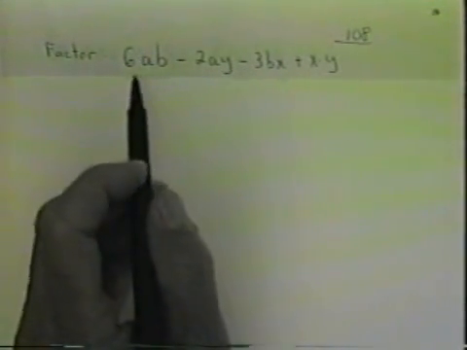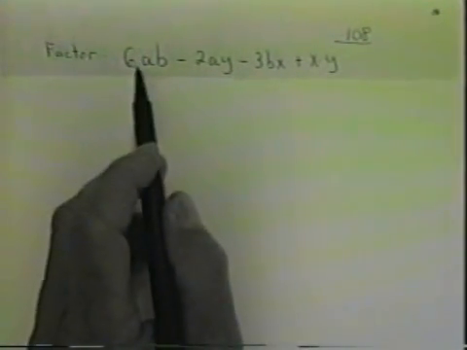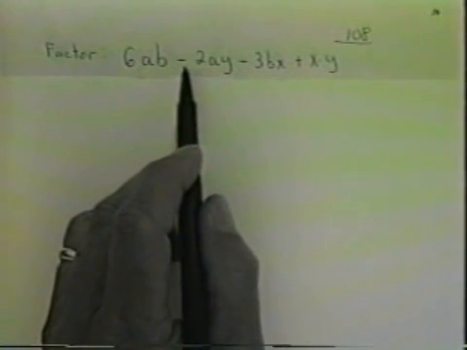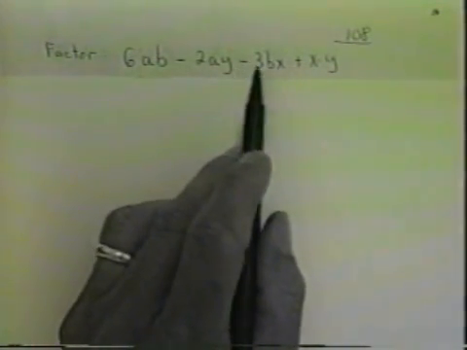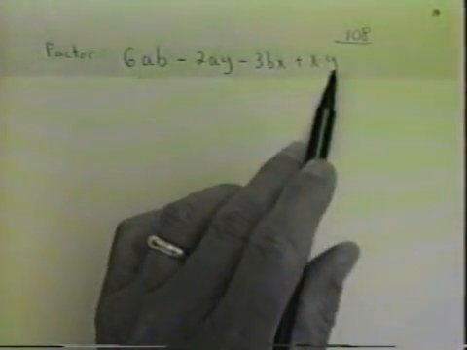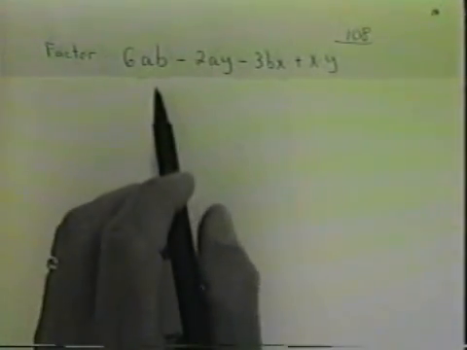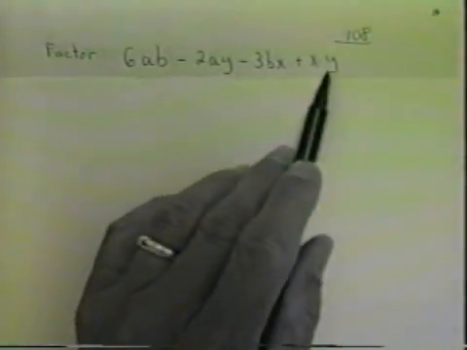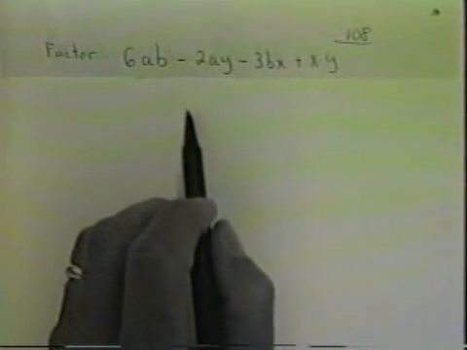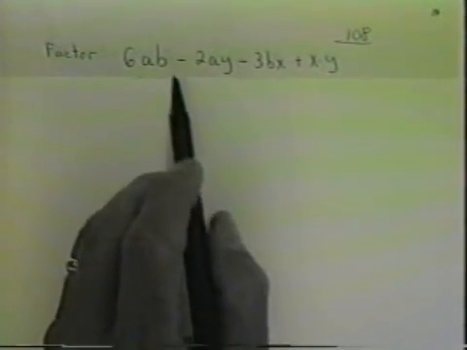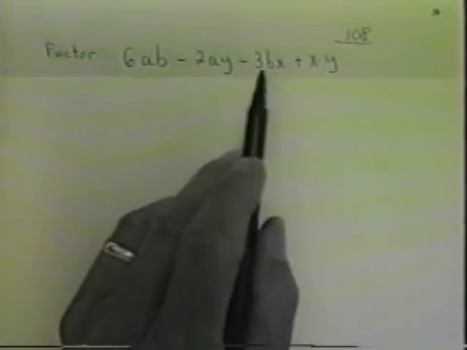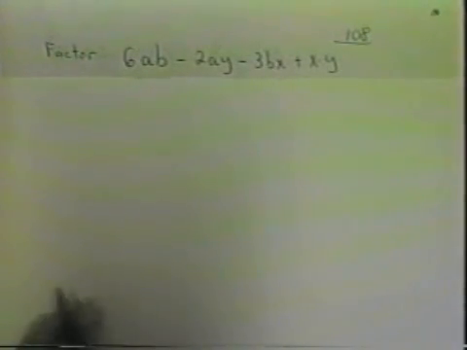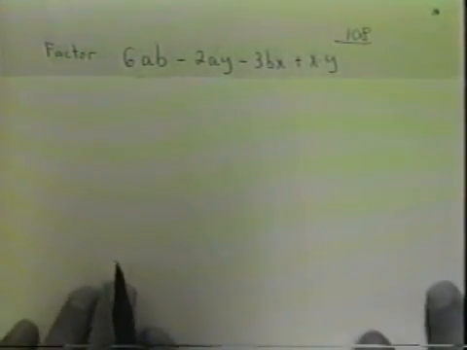Let's look at another example. Let's factor 6ab minus 2ay minus 3bx plus xy. Again, I do not have a factor common to all four terms. However, I can group them and create a common factor to each pair.